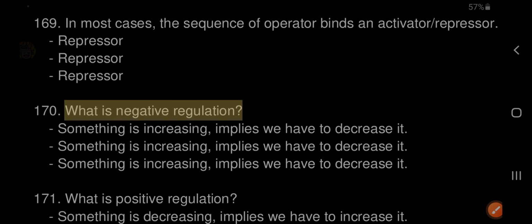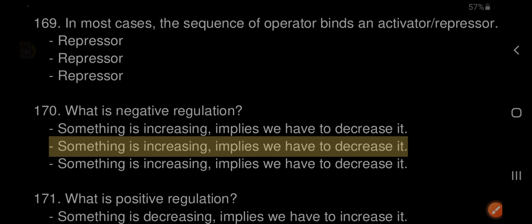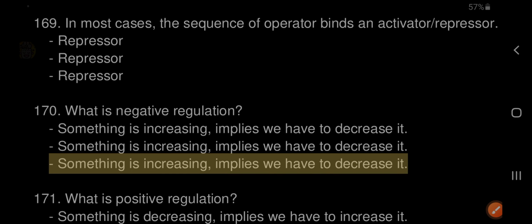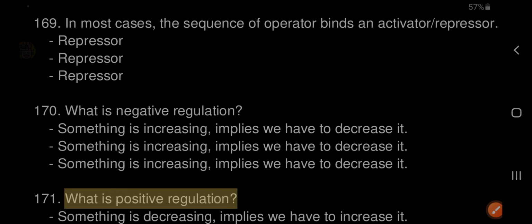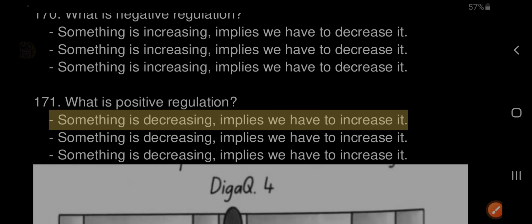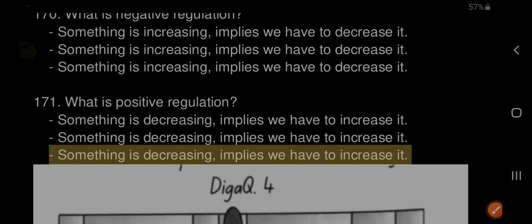170. What is negative regulation? Something is increasing, which implies we have to decrease it. 171. What is positive regulation? Something is decreasing, which implies we have to increase it.